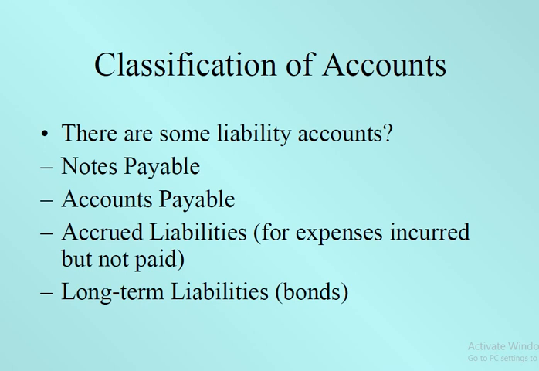Classification of accounts, there are some liability accounts as well. Notes payable and accounts payable are the current liabilities, which are payable in the near future. Accrued liabilities are for expenses incurred but not paid: accrued salaries, accrued rent, right? Outstanding liabilities are also current liabilities. The long term liabilities are the bonds, right? And the bank loans, which require more than one accounting period to be paid to the concerned parties.